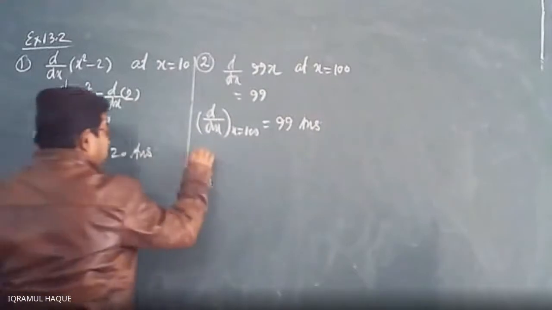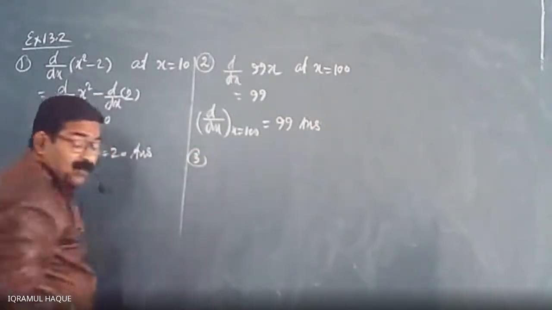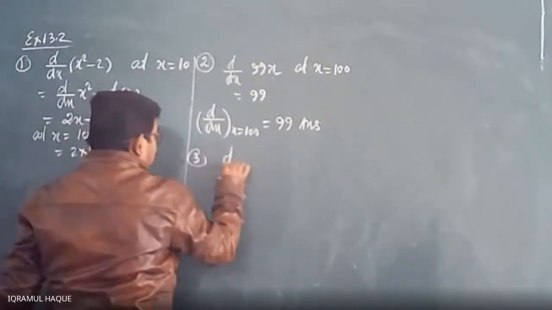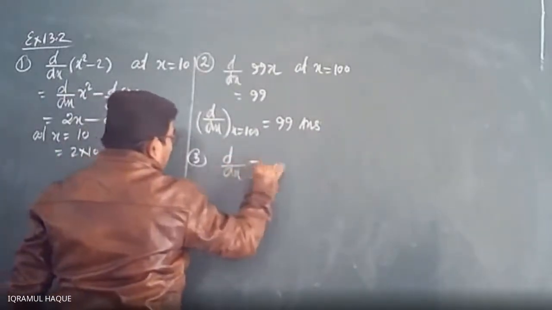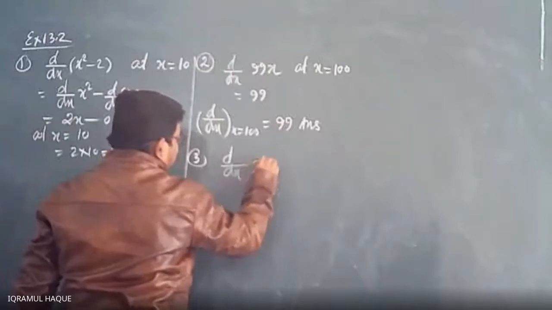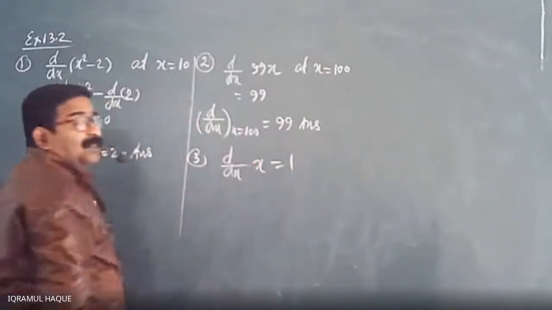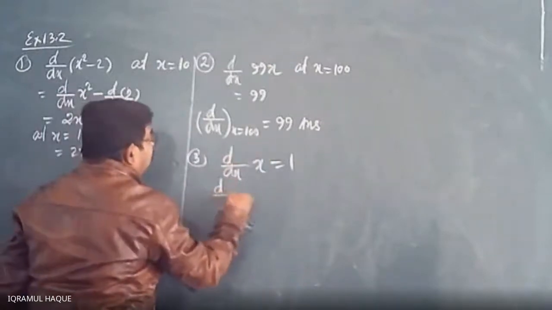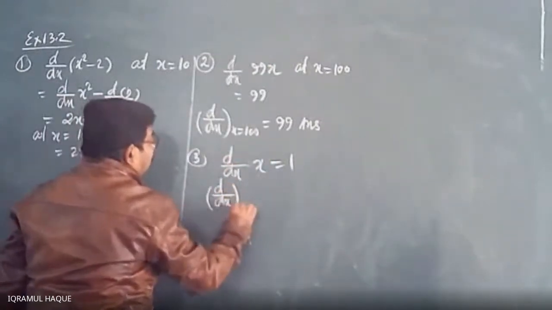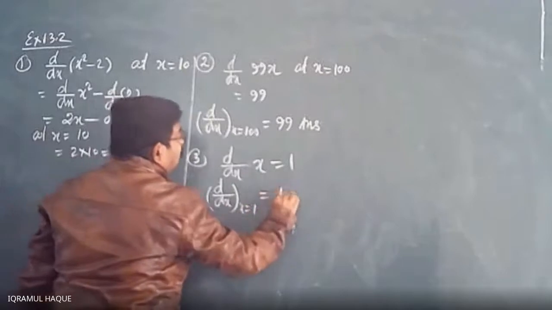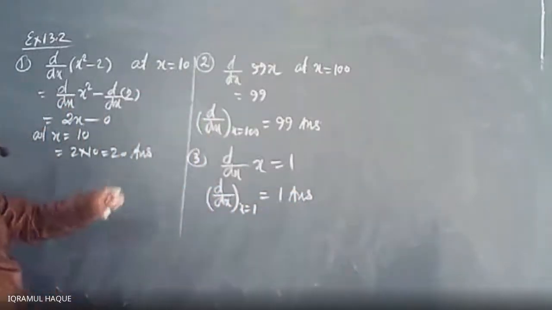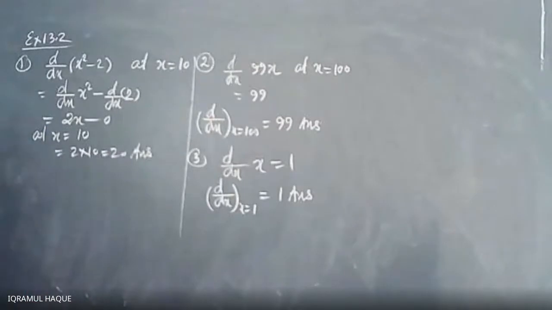Third one, find the derivative of x at x is equal to 1. D of dx of x is equal to 1. Derivative of x is 1. So we have d of dx at x is equal to 1 is what? 1, because it is constant. So this is how question number 1, 2 and 3 can be solved.